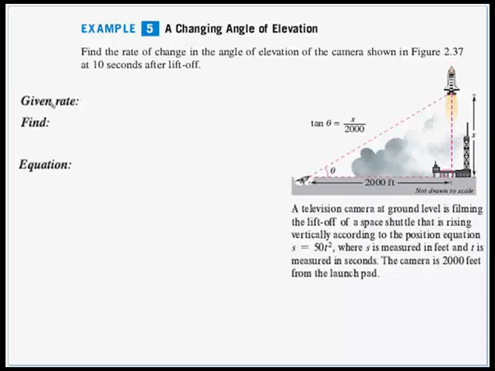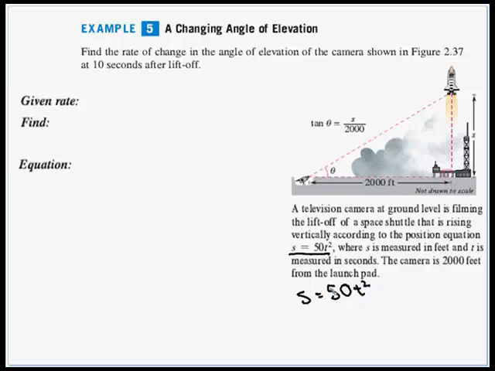So we need to come up with a given rate, what we want to find, and the equation that ties it all together. They threw a little twist in here. Did they give us a rate in any of this? No, not really. But if we look at this part here, we are given a position equation. S equals 50t squared.